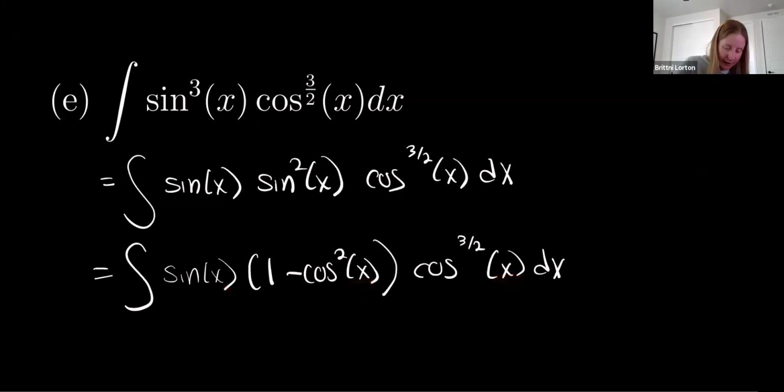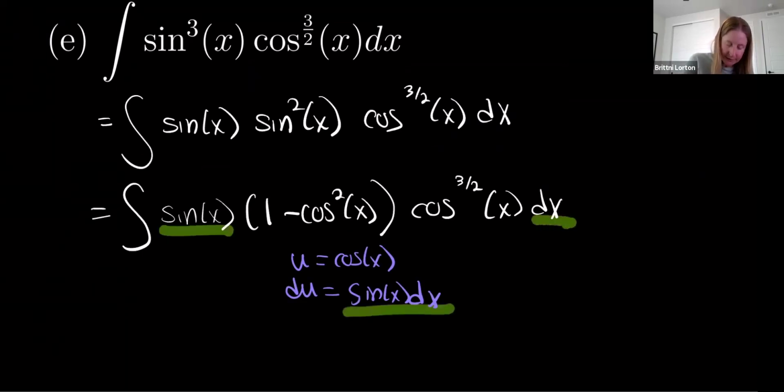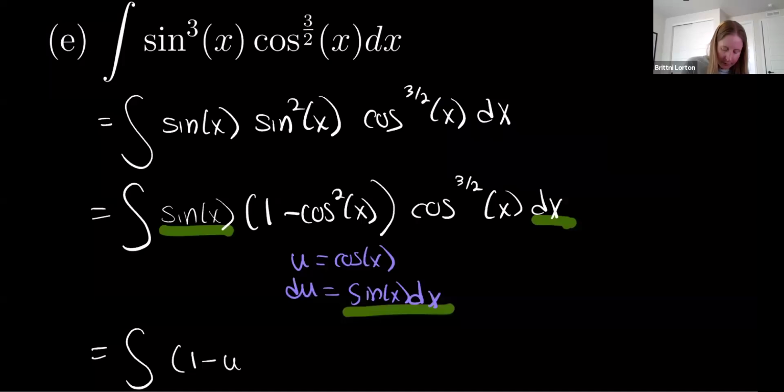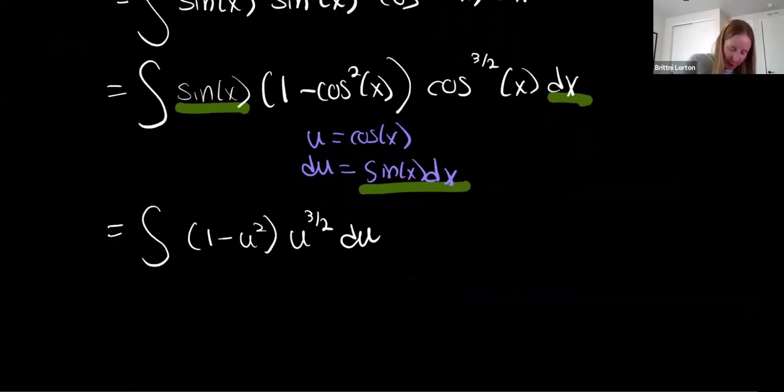So once I do that, then I can do my u sub. I'm going to let my u be just cosine, and then du would take care of that extra sine of x dx. So I'll highlight that. That entire sine of x dx is now du. So this integral becomes 1 minus u squared in parentheses times cosine to the power of 3/2, which just turns into a u to the power of 3/2. Then it's way easier.